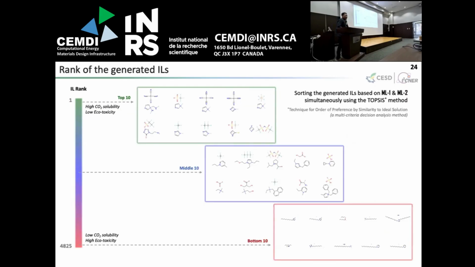And using the prediction model, we also make a ranking to decide which of the generated ionic liquids is better than the others. In this schematic illustration, if you pick any ionic liquid from this green area, it would be an ionic liquid with very high CO2 solubility and low ecotoxicity, which is what we want. The red area is the opposite, so it's better to select ionic liquids from the green area.